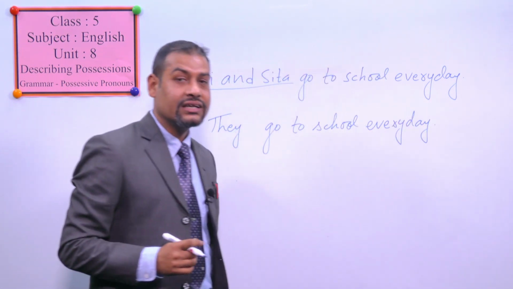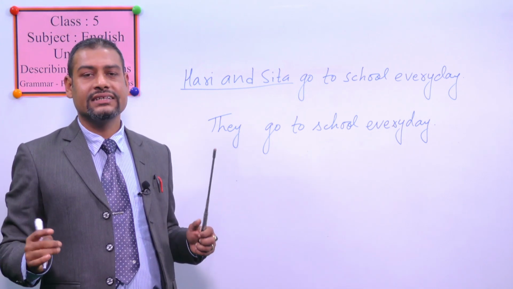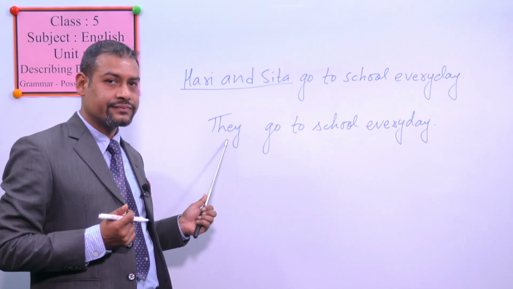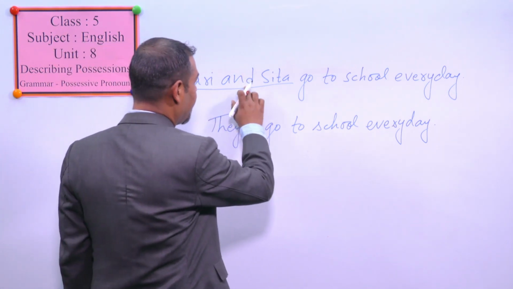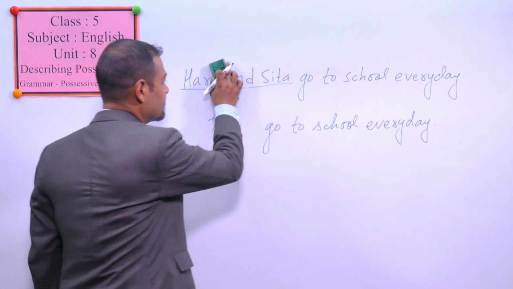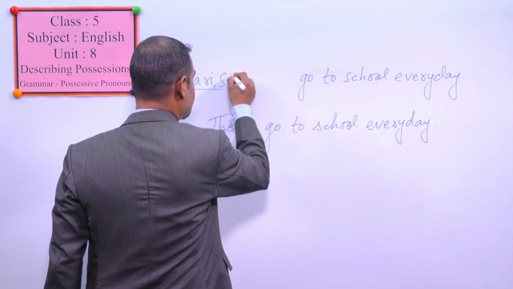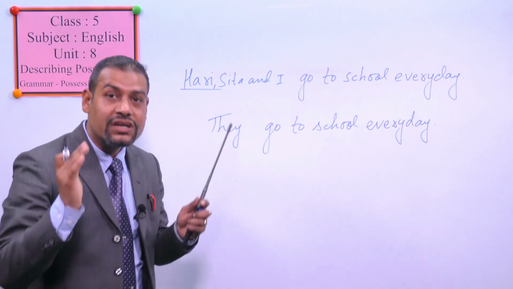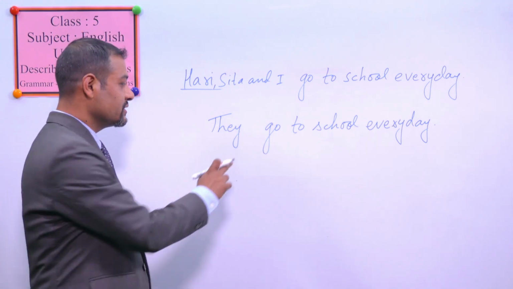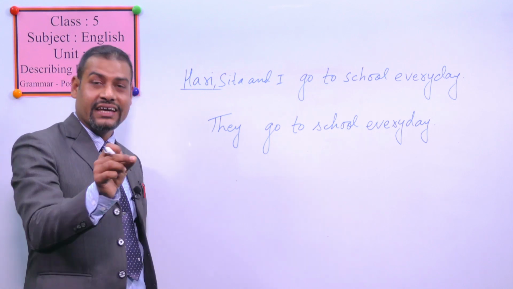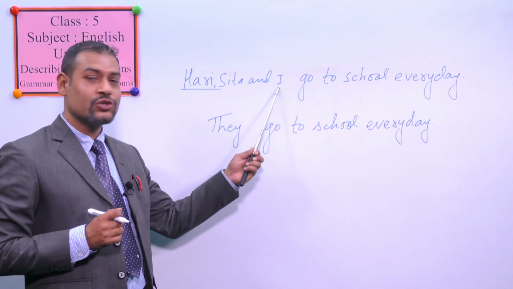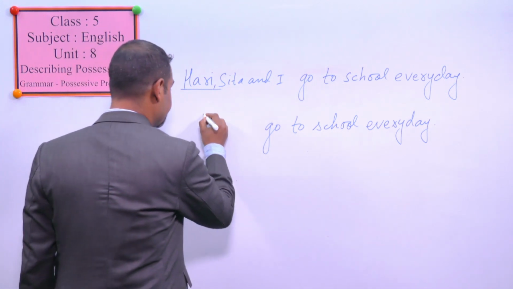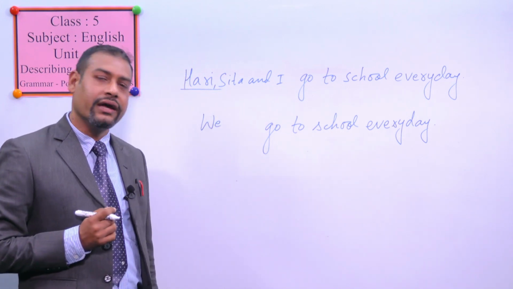Every day. So you have to understand that if there is more than one person, at that time we have to write they. But if I write here Hari, Sita and I go to school, at that time, which pronoun do you use? Do you use they again? If you say they, then you are not involved there. I is not involved. So in this case, we have to use we. We go to school every day.